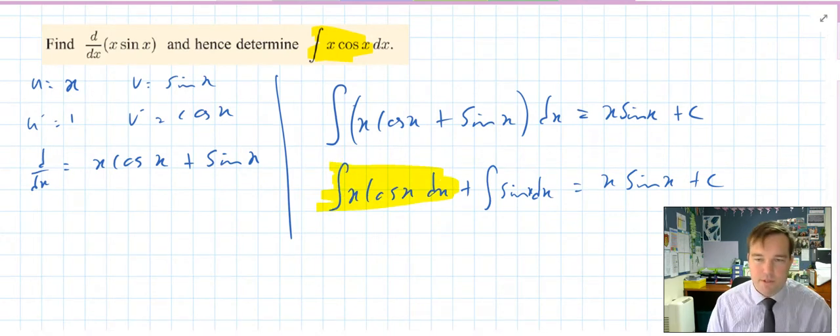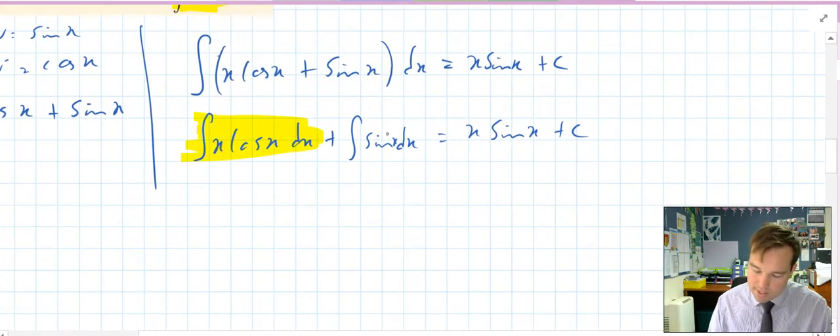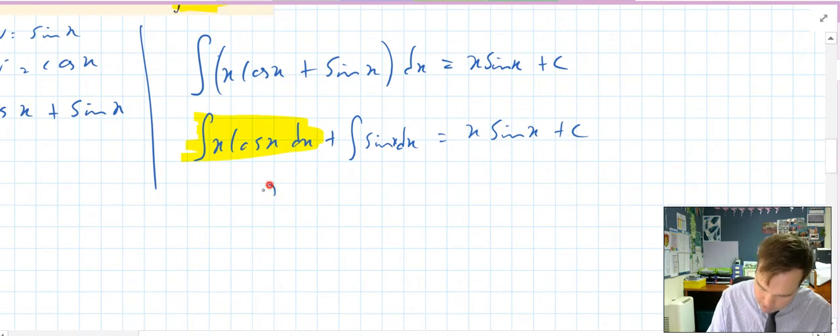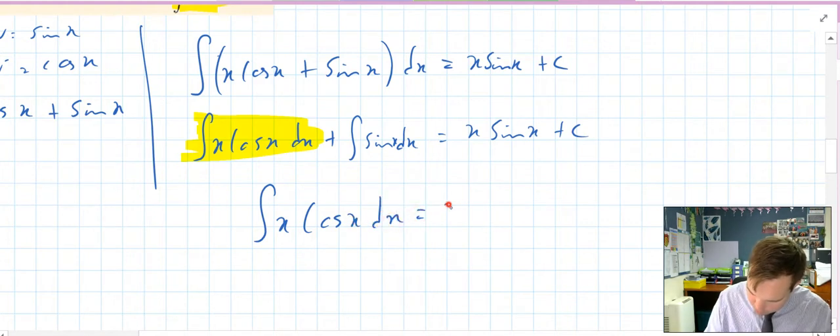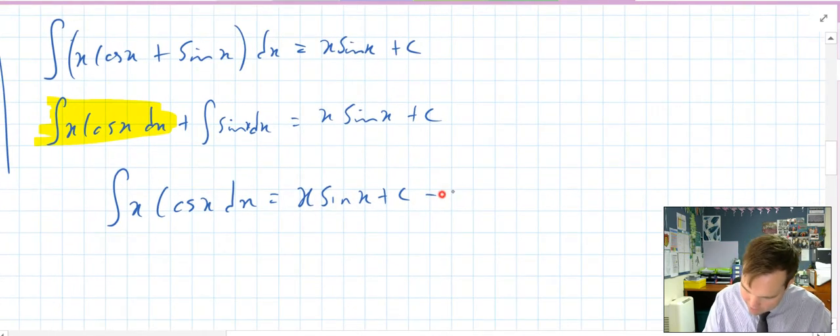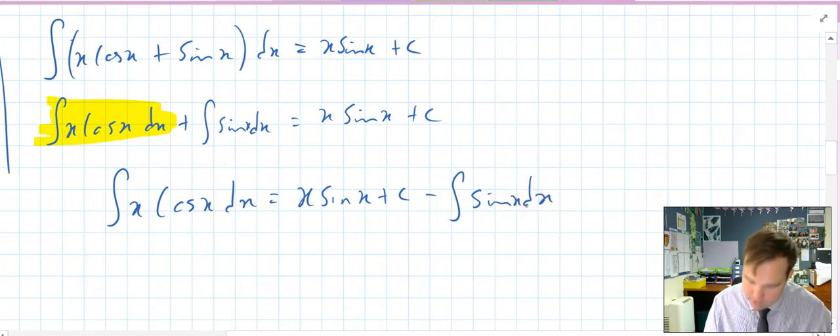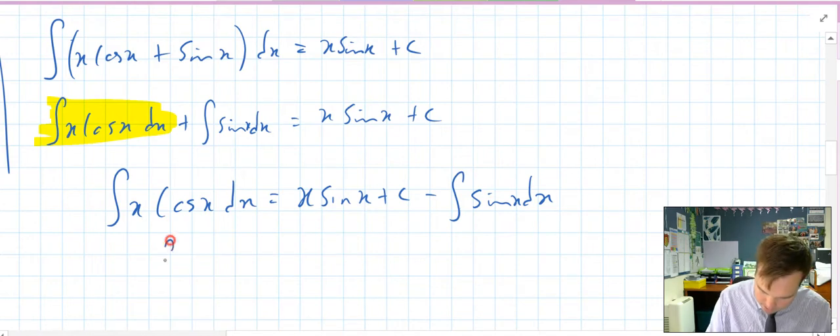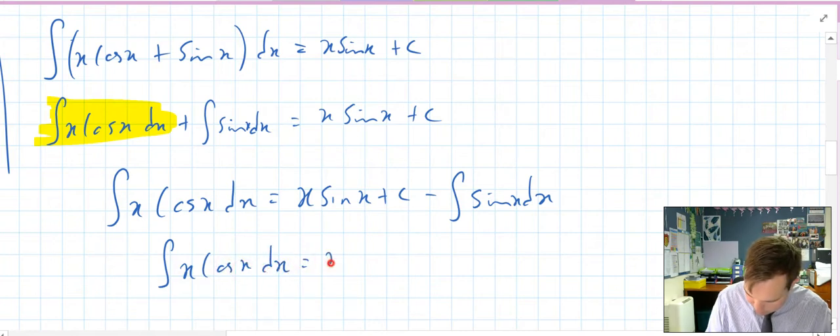And now it requires some algebra that feels odd, but actually makes a bit of sense. So if we've got that and we want it on its own, we can take away this integral here. The integral of x cos x dx is equal to x sine x plus c, take the integral of sine x dx. So we're removing an integral over there, and you can move integrals around like this, that's okay. So then let's simplify. The integral of x cos x dx is equal to x sine x plus c.